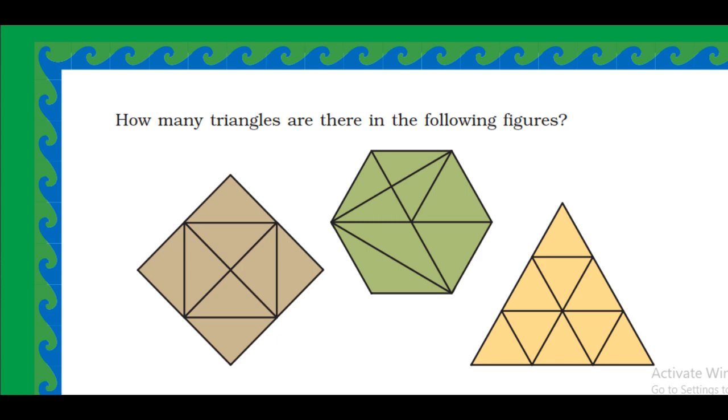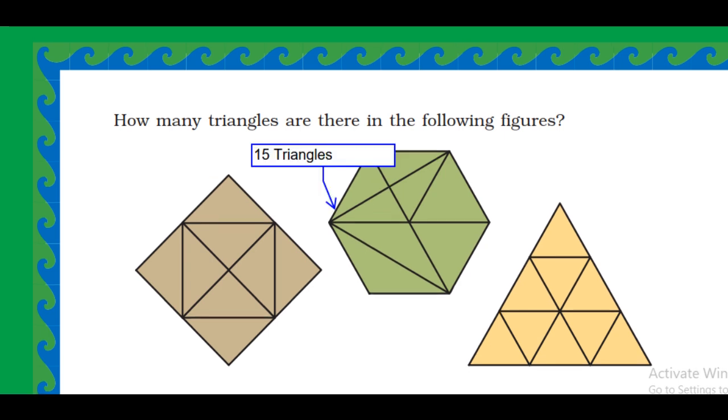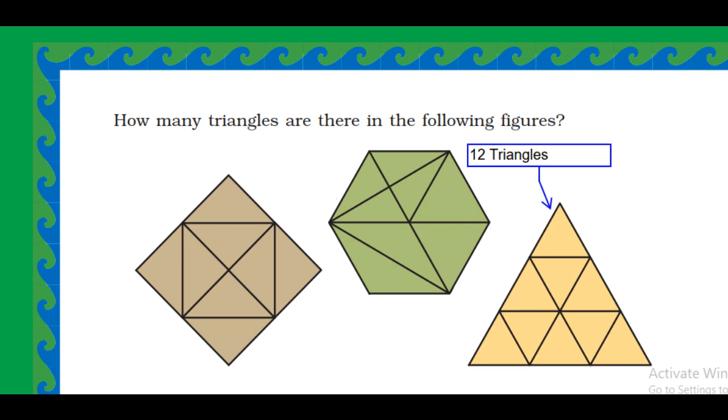How many triangles are there in the following figures? Now children, you have to count the triangles in these figures. So in the first figure, how many triangles are there? There are 12 triangles. In the second, 15 triangles. And in the third one, 12 triangles. So, count for yourself. I have given the answers.